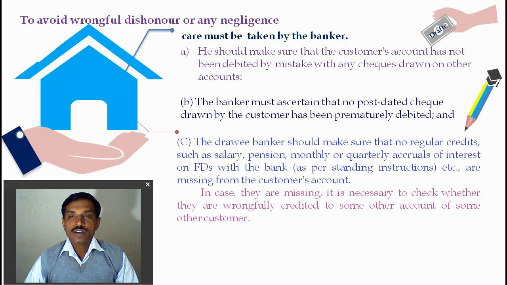The drawing banker should make sure that no regular credit such as salary, pension, monthly payment, quarterly interest, FDs, if the bank is to credit as per the standing instruction etc., is missing from the customer's account entry. If so, the bank should take proper precaution. When the interest entry, pension amount or monthly amount is missing, it is necessary to check whether it was wrongly credited to some other account or some other customer by mistake. It is the negligence of the bank.